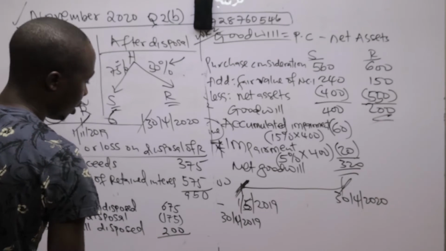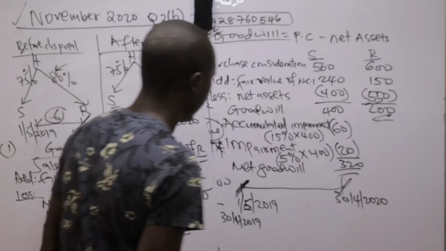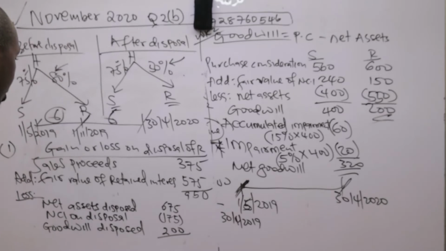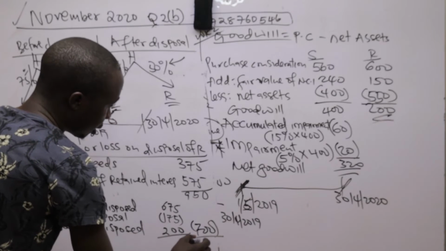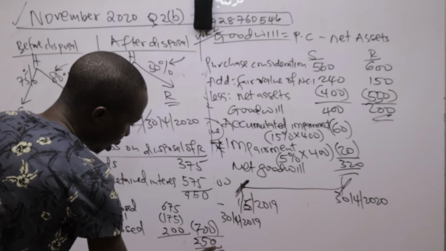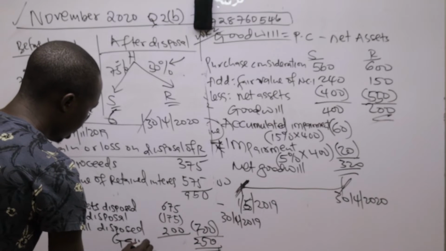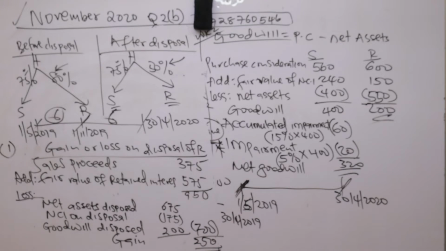So if I do a summation of these items and deduct from my 950, I will be able to know if there is a gain or a loss. 675 minus 175 plus 200. So this is 700. If I deduct, I have 250 being a gain. So that is a gain.